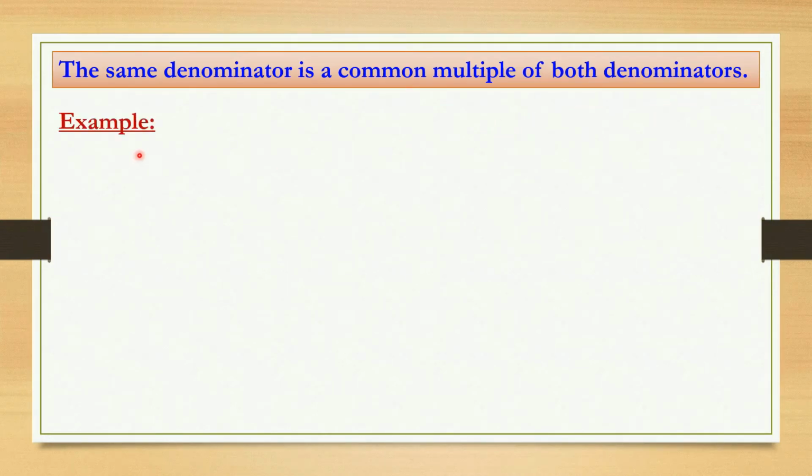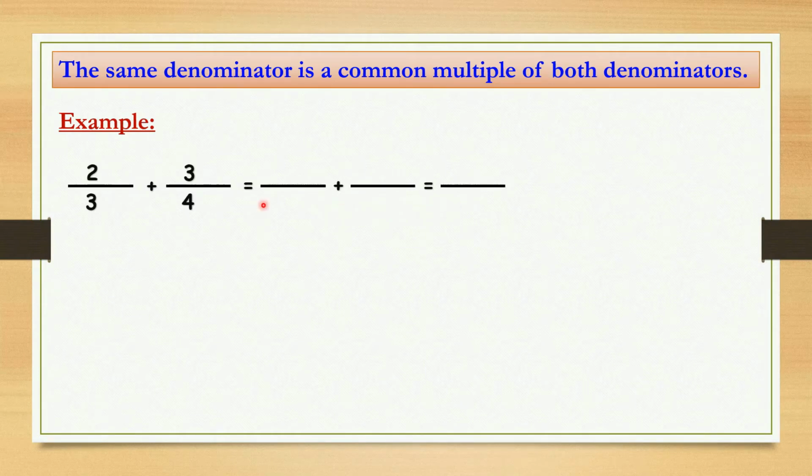Let's do this example to understand this concept more. Let's add the fractions 2 over 3 plus 3 over 4. First step, we write over plus over equals over. This is the first thing that we need to do. Now let's see the general method and the steps that we need to follow.